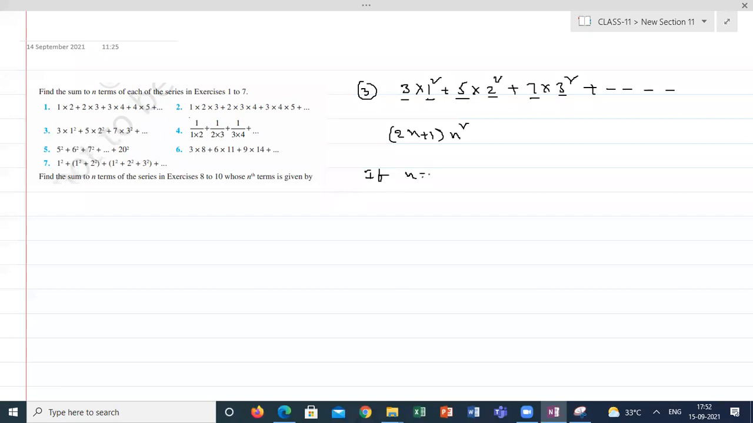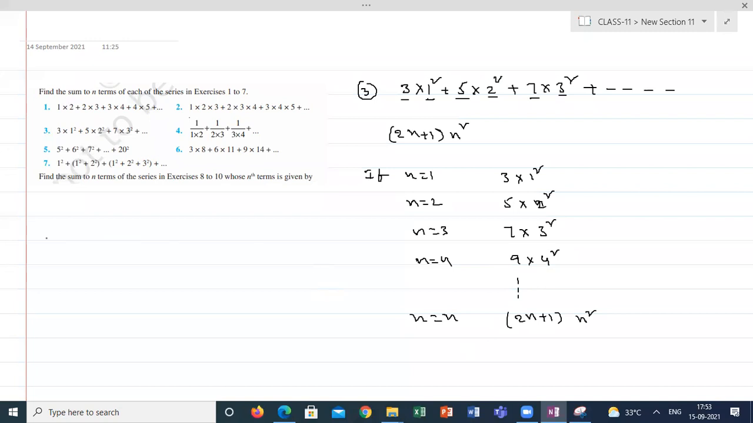If n is equal to 1, what am I getting? 3 into 1 square. If n is equal to 2, what am I getting? 5 into 2 square. If n is equal to 3, what am I getting? Students, please respond. 7 into 3 square. If n is equal to 4, what is the next term? 9 into 4 square, and so on. For general n, 2n plus 1 into n square. So this can be written as summation of k is equal to 1 to n, 2k plus 1 into k square. Then you will get this series.